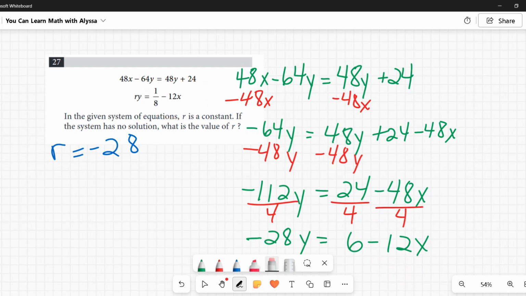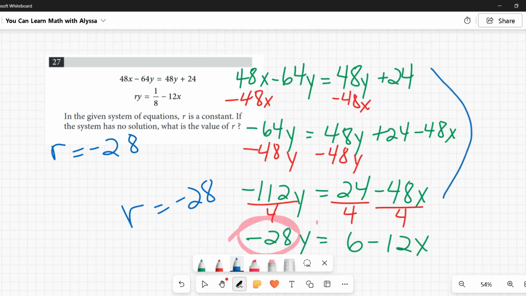And up here, same thing. To get the slope, I've got r times y, so I'm going to divide everything by r. So it'll be negative 12 divided by r, and they have to match. So that r must be this coefficient here. It must be negative 28.